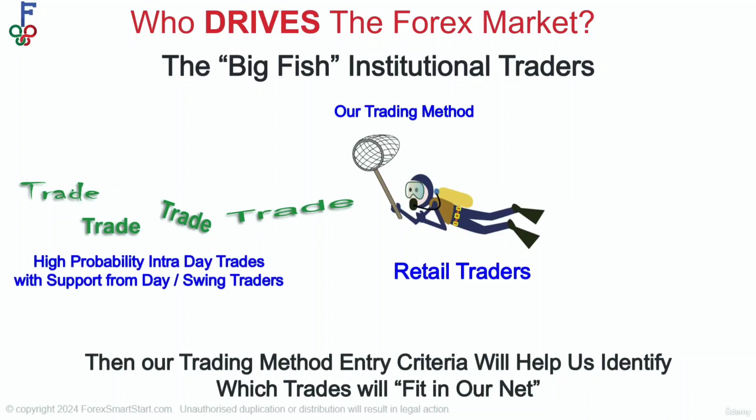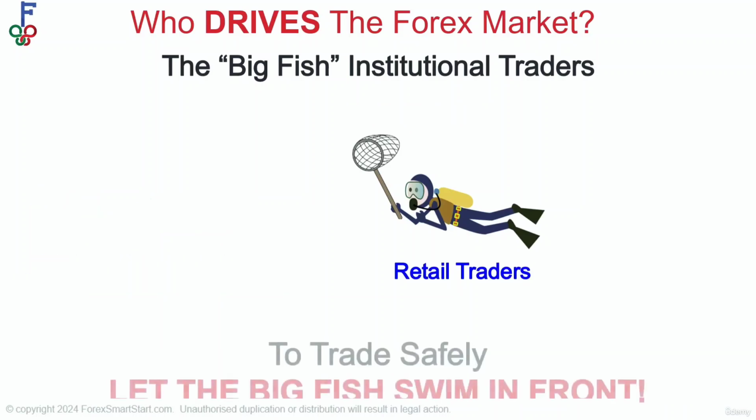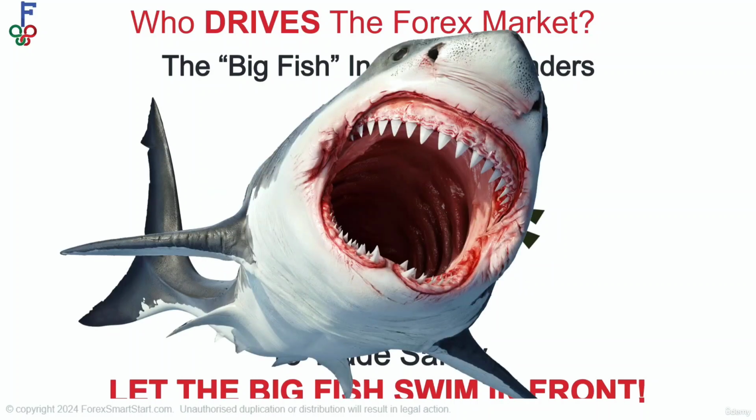So as intraday traders, we're looking for high probability intraday trades with support from day and swing traders. They might look like this or this. Knowing what we're looking for, we can eliminate any other options that may not suit our trading method. To trade safely, let the big fish swim in front. Don't try to get in front of the institutional traders because you'll get bitten.